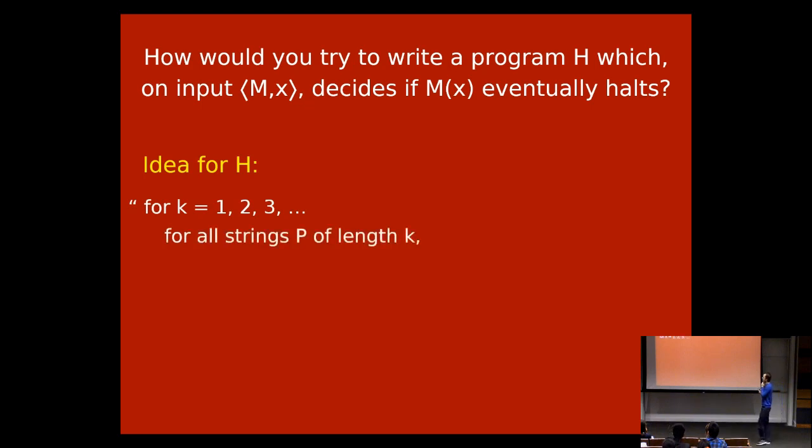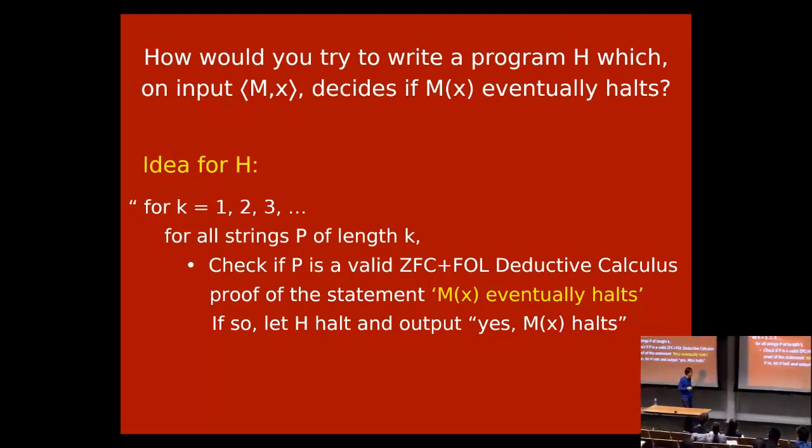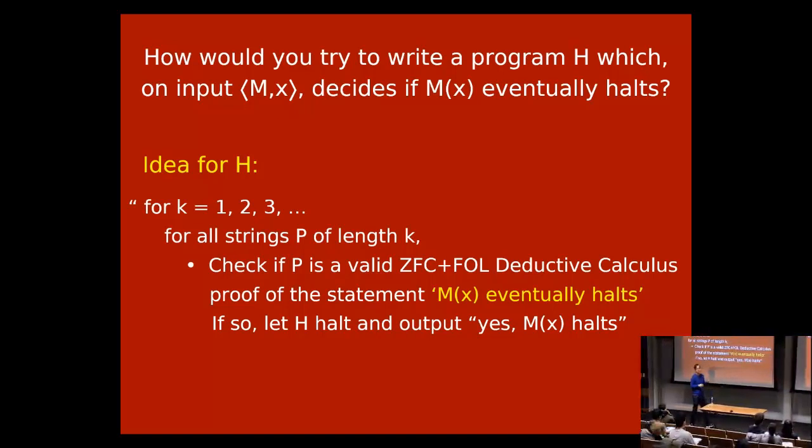Here it is. You go for k equals 1, 2, 3, and you go for all strings p of length k. So you go through all strings p. And then you check if p is a valid deduction, let's say in ZFC or whatever, for the statement "m of x eventually halts." And if p is, then you're like, great, let's output, yes, m of x halts.